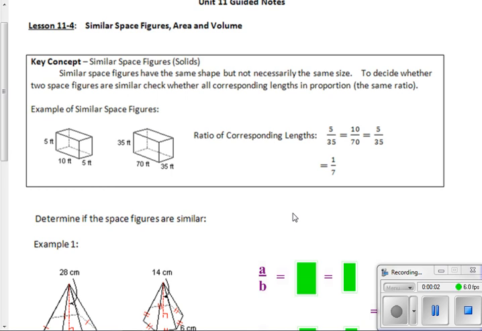Lesson 70 is going to cover similar space figures with area and volume. We've done some things with similar figures and corresponding side lengths, so we'll take it a little bit step further using some different geometric shapes.